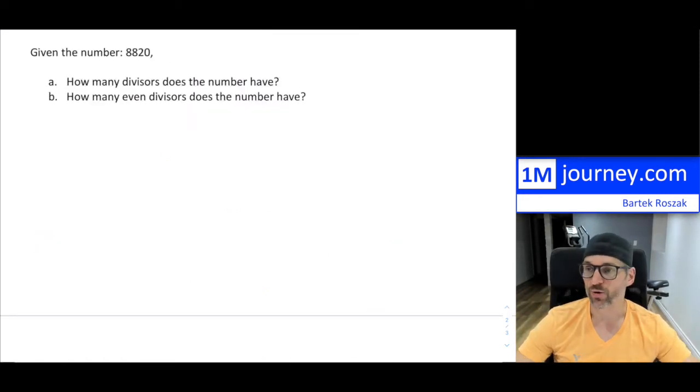Here's a nice question. Given a number, 8,820, they're asking us how many divisors the number has, and then how many even divisors the number has. Well, it's interesting, because how would we do that? Are we going to be just finding all the divisors of this particular number? Is there a particular way that we can save some time? And it turns out that there is, actually.